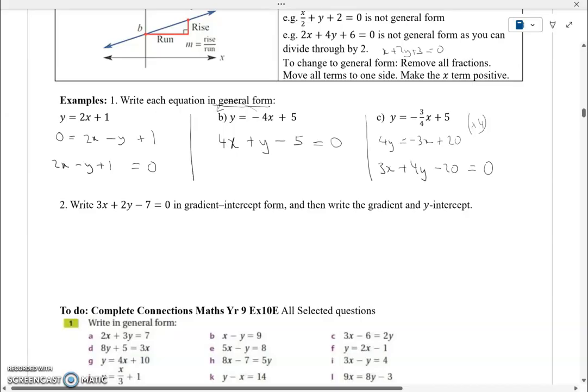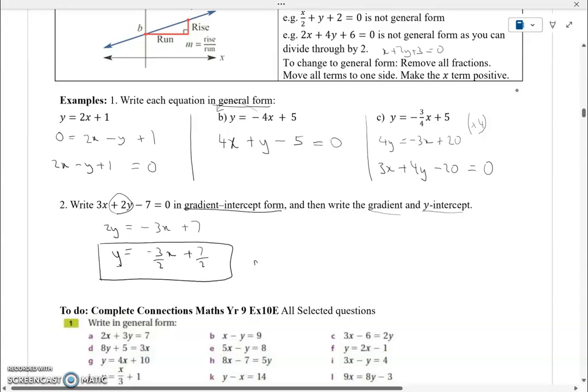Often questions get you to go from general form into gradient intercept form so you can work out the gradient and y-intercept. So let's do that. I want to make y the subject here. I like the fact that there's a 2y there, it's almost there. I just need to drag the other terms over and then divide by 2. So negative 3x plus 7, and then dividing by 2, negative 3 on 2 x plus 7 on 2. So that's in gradient intercept form.